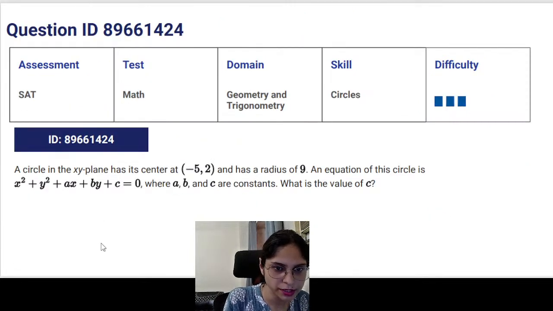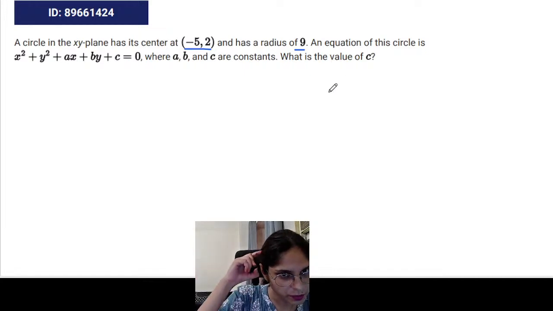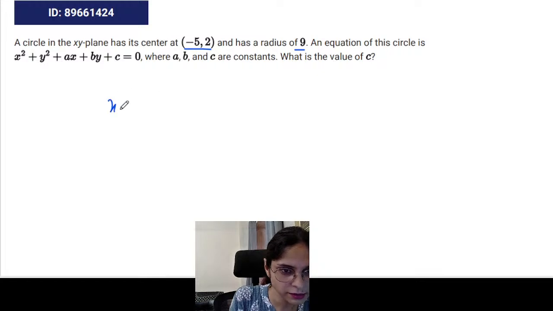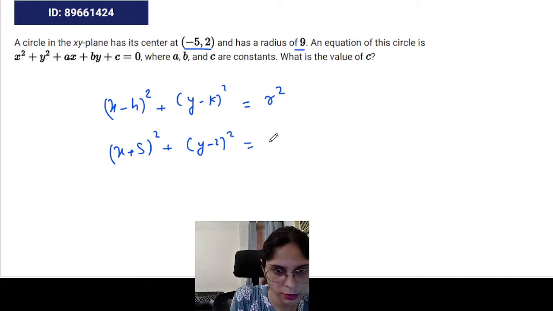Now in question number 23, center at -5, 2, radius is 9, equation is given, what is the value of C? Alright, so for this one, because center is given, I can write my equation in this form: x minus h whole squared plus y minus k whole squared equals r squared. So x plus 5 whole squared plus y minus 2 whole squared equals 9 squared, that is 81.